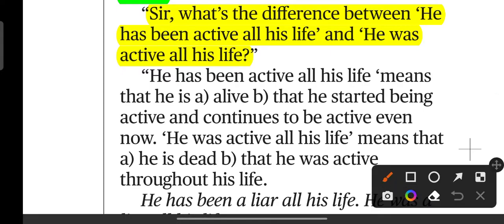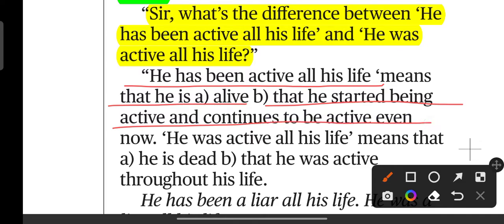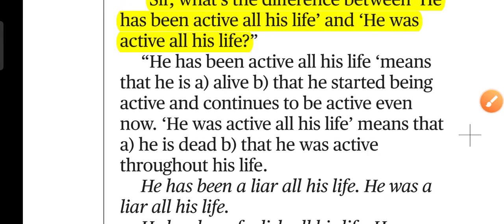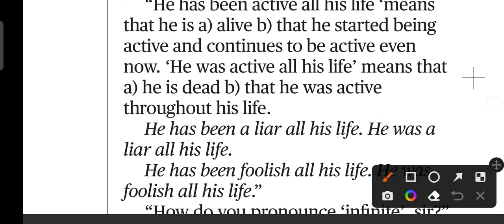So they have explained here, like "he has been active all his life". It means that he is alive, that he started being active and continues to be active even now. "He was active all his life" means that he is dead; he was active throughout his life. When he was alive he was active, and he is not currently, so we will use only "was". If we are talking about someone who is alive and doing the same work, then we can use "has been".